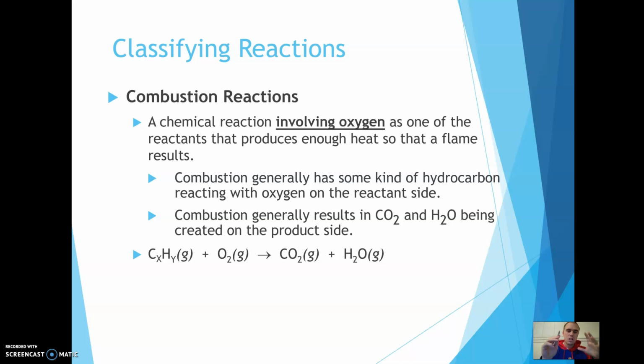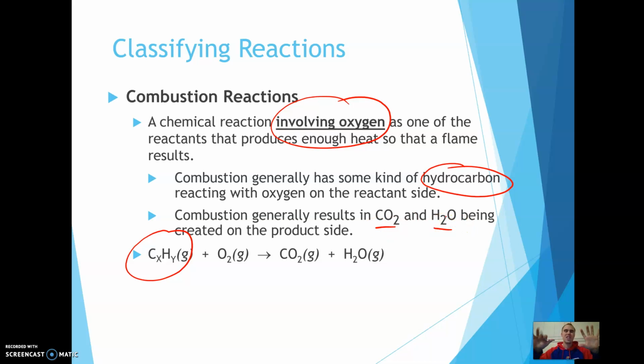So combustion reactions, they're identified by having oxygen and a hydrocarbon, or a carbon plus a hydrogen combined together. And the products, the things on the right hand side, are going to be carbon dioxide and water. So that's kind of the technical chemistry portion of this. That's how you're going to identify this. You got oxygen here, you got a hydrocarbon, you produce carbon dioxide and water. Those are the things you're looking for, but you already know that because you watched the previous video.